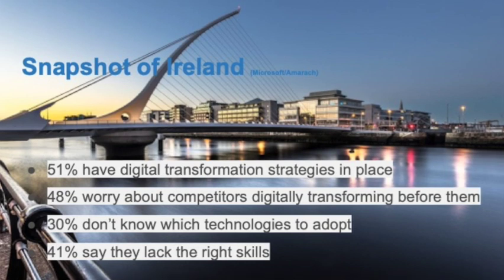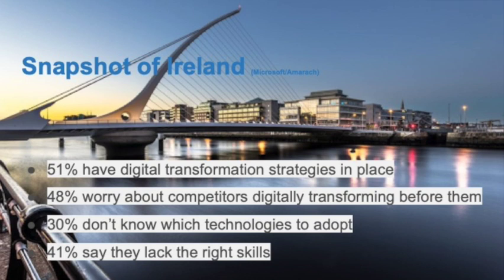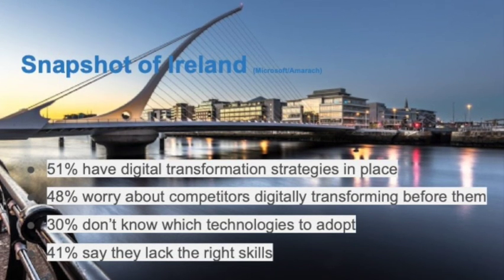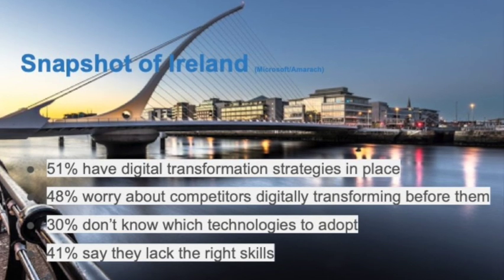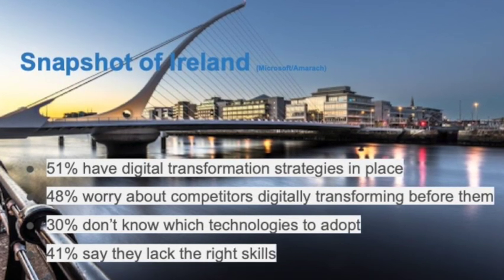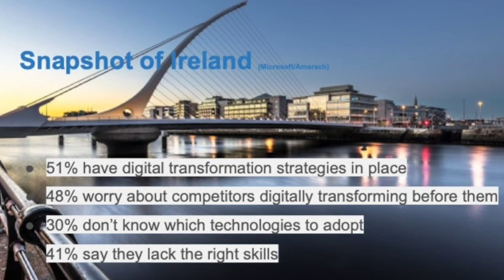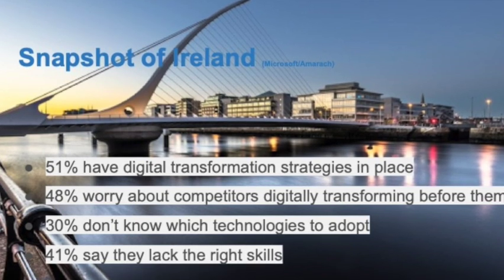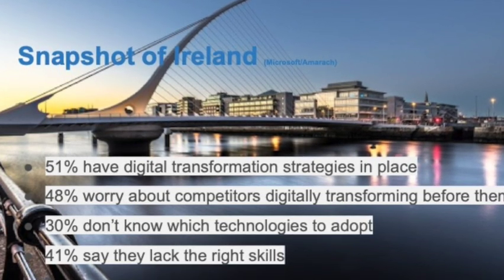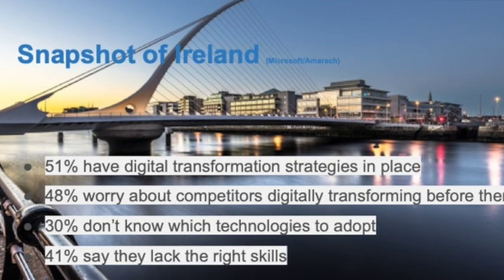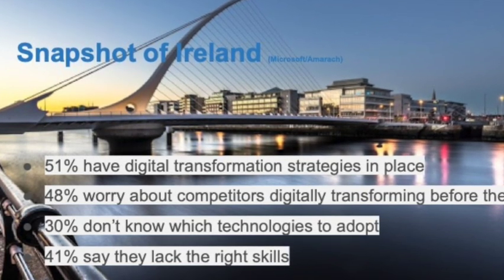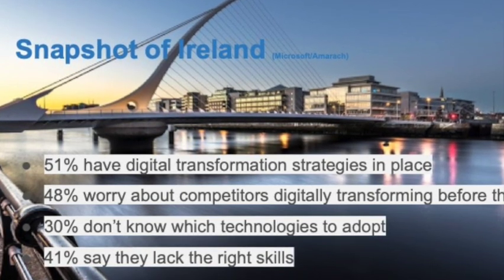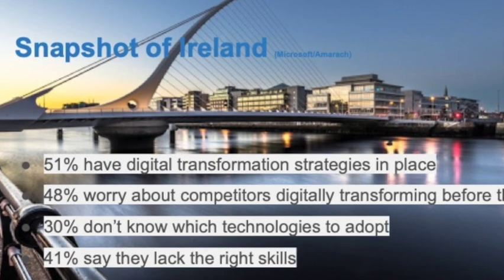Let's take a quick little look then at a spotlight of how we are getting along in Ireland. This is from Amárach and Microsoft and their research. So the state of play is that 51% of organizations already have digital transformation strategies in place. 48% of those are worrying that their competitors are transforming before they will. 30% don't know what technologies they should be using in their transformations, and 41% say that they are lacking the right skills. So we have approximately a 50-50 gap here. Some organizations are already in progress with their digital transformations, others are not.